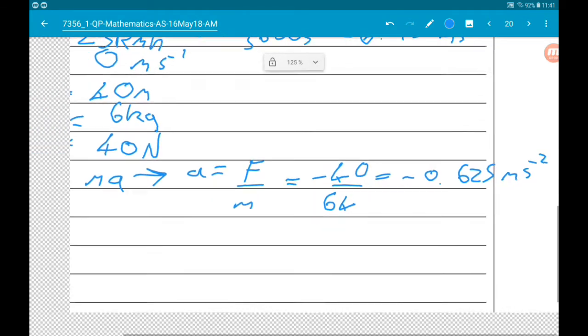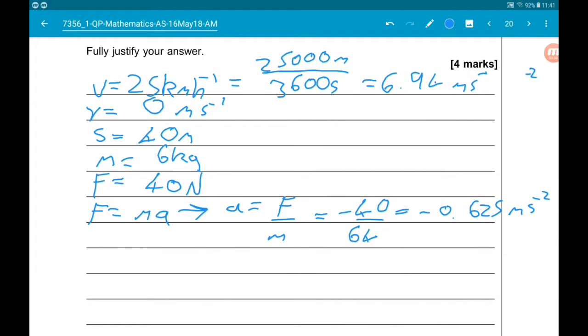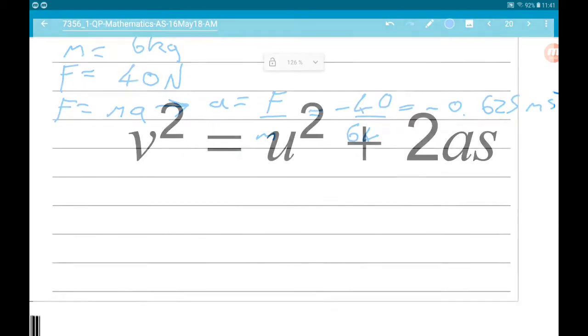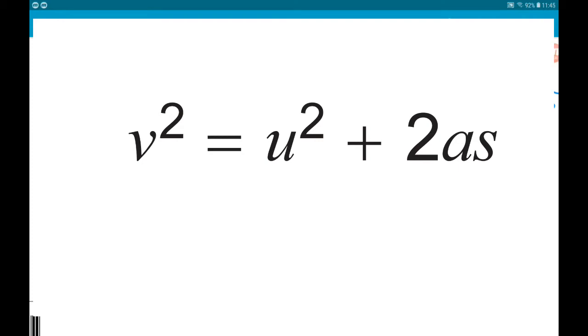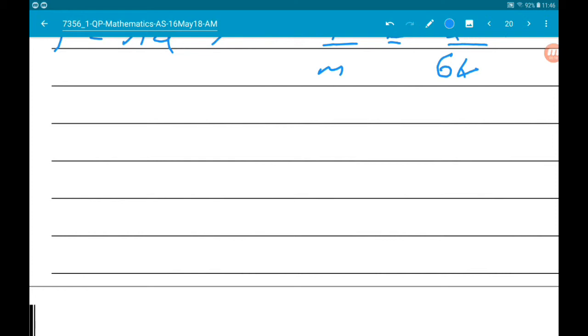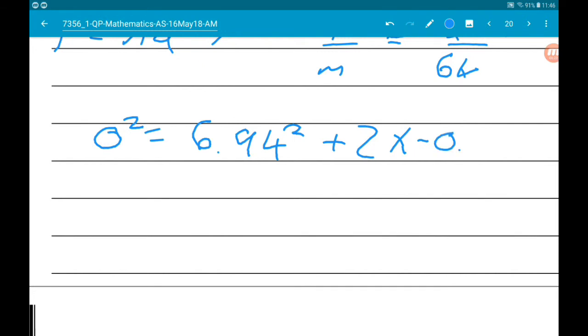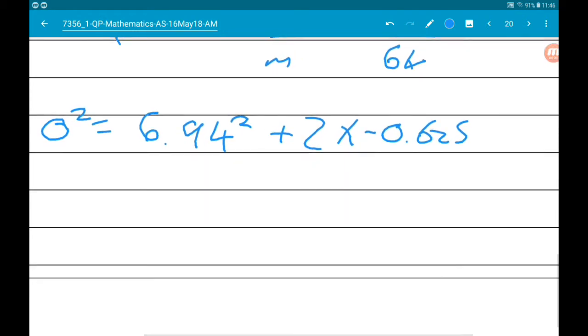Okay, so now that we know our acceleration, displacement, and initial and final velocities, it's now a job for this equation. Remember we're looking for s here, we want to know how much further she keeps moving. So we get 0 squared is equal to 6.94 squared, add 2 times minus 0.625 times s.